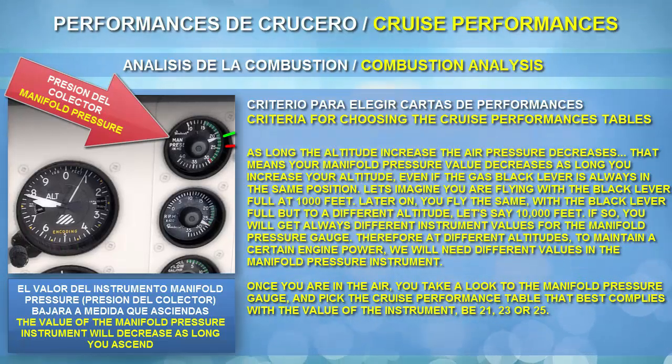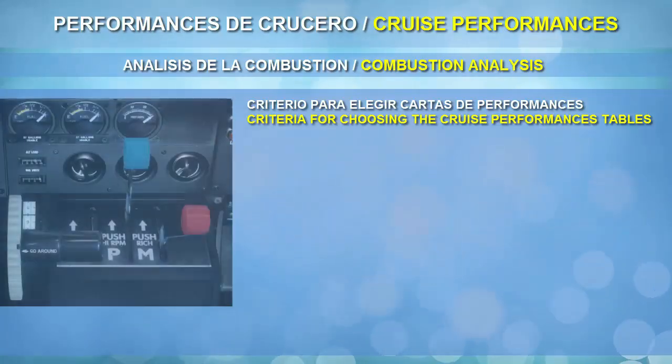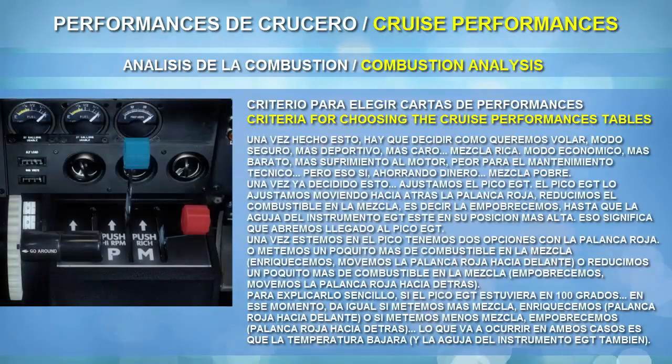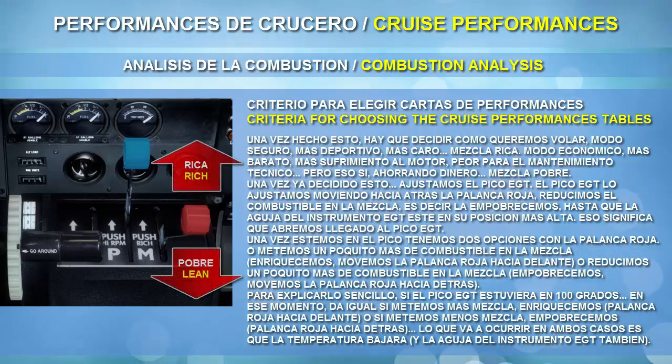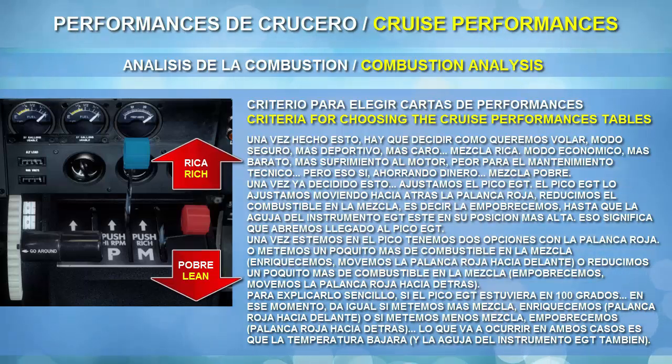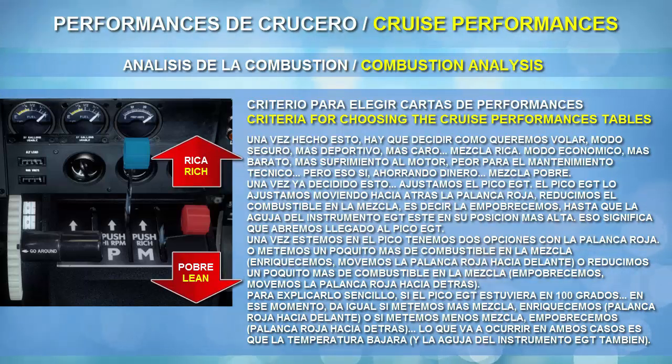Because it's very difficult to always get the same value. So if you are flying at 22 or 24 inches of mercury, and the gauge is telling you 24, you take the cruise performance table that is indicating the value of 25, because it's always up to that number.